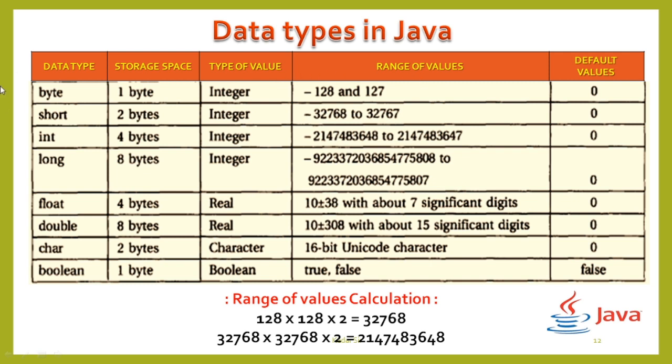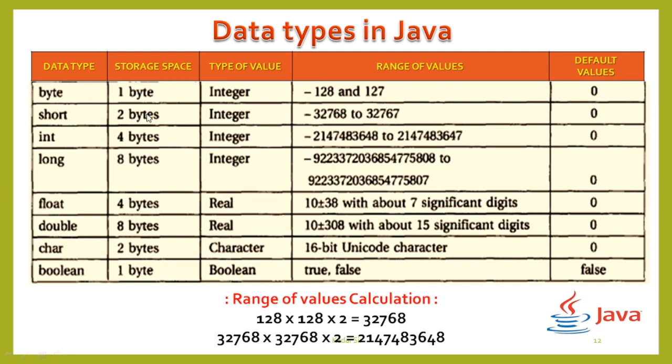And data types in Java hold the storage space, right? And the type of value, the range of value, and the default value. When you use a data type, the default value is generated by the Java program. So byte is 1 byte, integer, range minus 128 to 127, and the default value is 0.